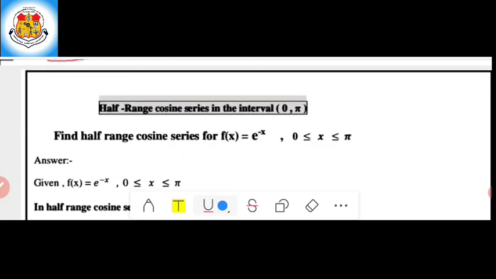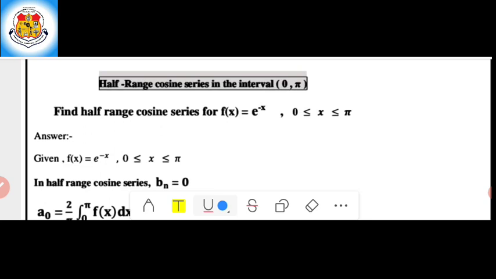Now we see some examples on the half-range Fourier cosine series and sine series for the different intervals 0 to pi and 0 to L. The first example is: find the half-range cosine series for f of x is equal to e raised to minus x. Here the interval is 0 to pi.